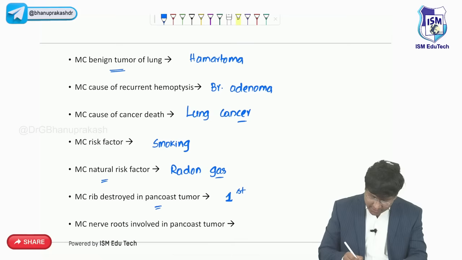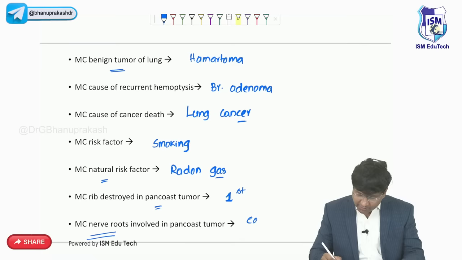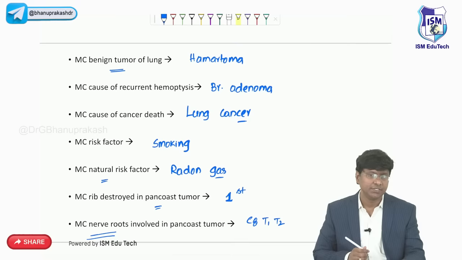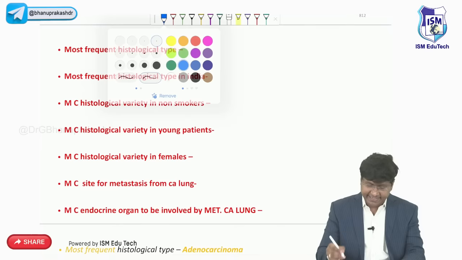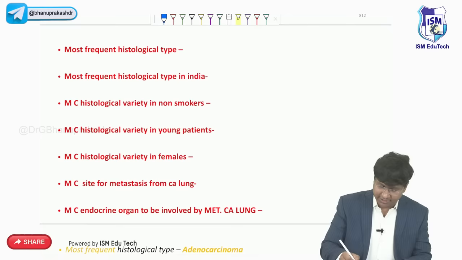And what are the most common nerve roots which are involved in Pancoast? The most common nerve roots will be C8, T1 and as well as T2. Where do you come across this Pancoast? You will come across this in case of adenocarcinoma. Then, what is the most common histological type all over the world? The most common histological type all over the world will be adenocarcinoma.